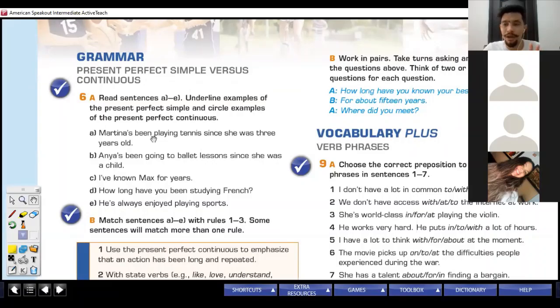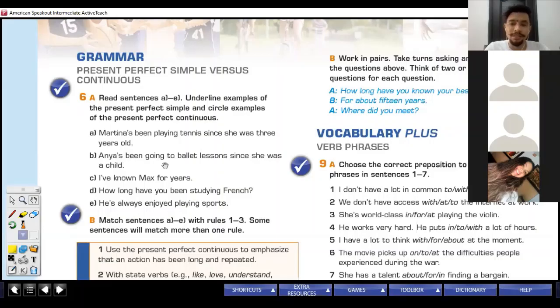Here is another question for you. Is Martina still playing tennis or she doesn't play tennis anymore? She's still playing tennis. All right, great. She is still playing. Now B. Anya's been going to ballet lessons since she was a child.